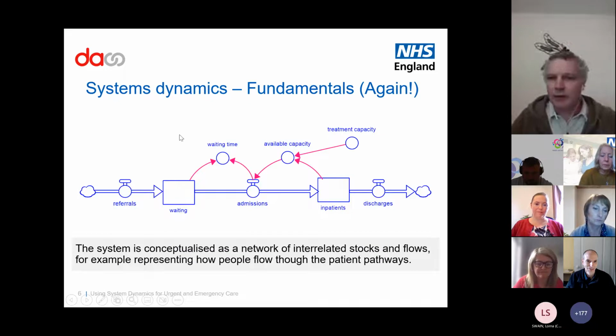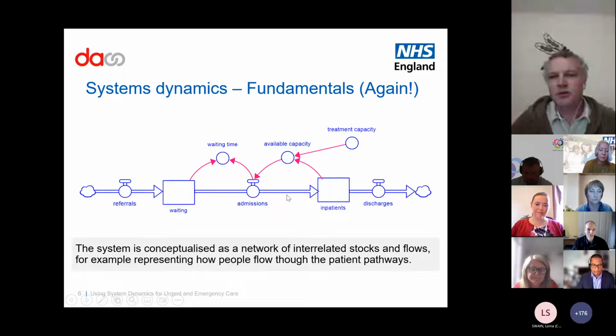And then moving into the health care system, this is a very simple stock and flow diagram representing a very simple patient pathway. So we're looking for those rectangles first of all. We've got a stock of people waiting, a stock of inpatients, and flows in: referrals, admissions to inpatients, and discharges. And then we've got a feedback loop here, which is managing the admissions based on a treatment capacity.